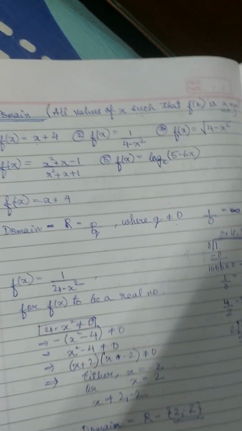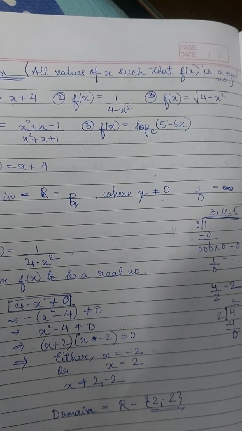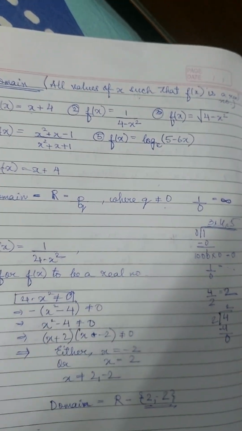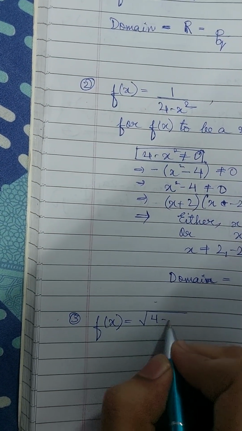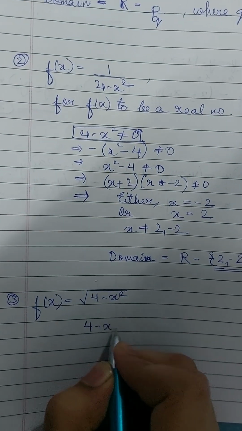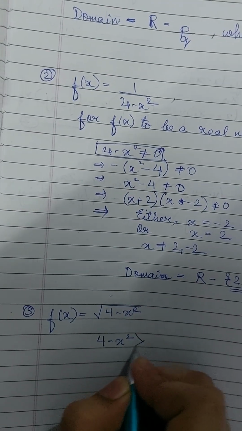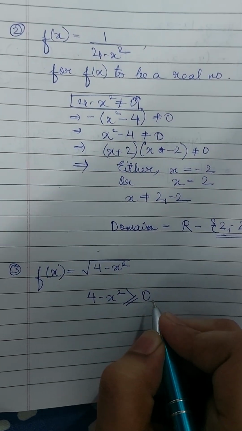In number 3, we can see the function is f(x) equals root over 4 minus x square. So for this function to be real, 4 minus x square either has to be equal to 0 or greater than 0.